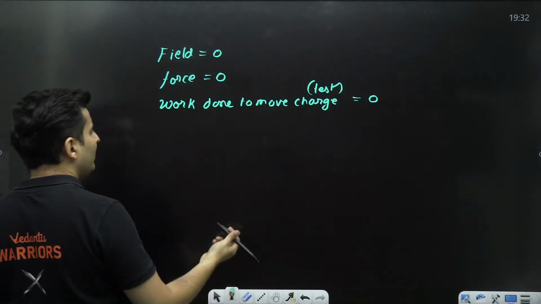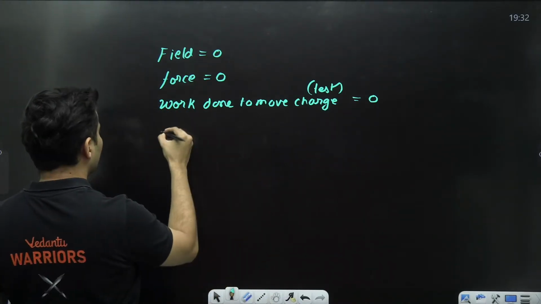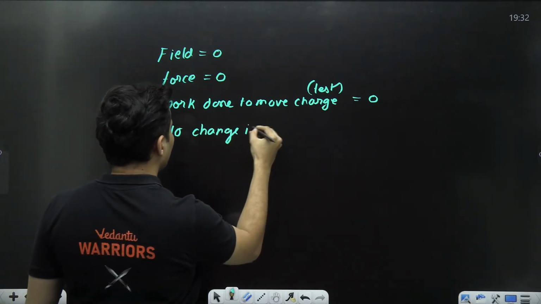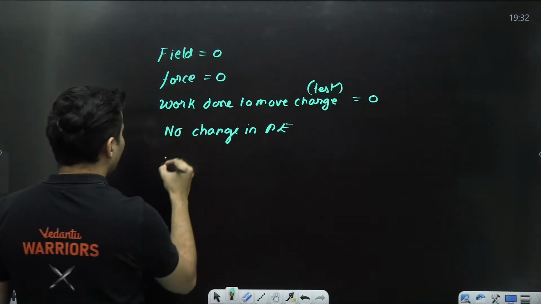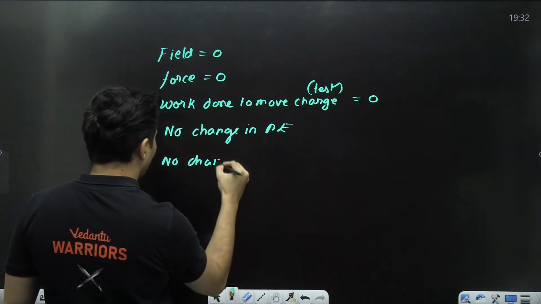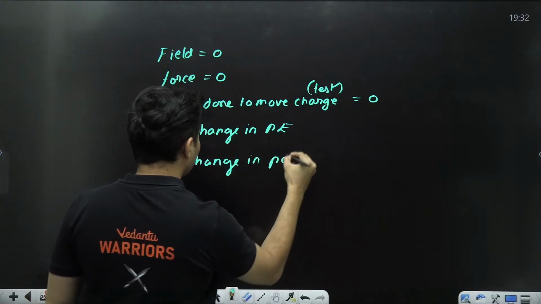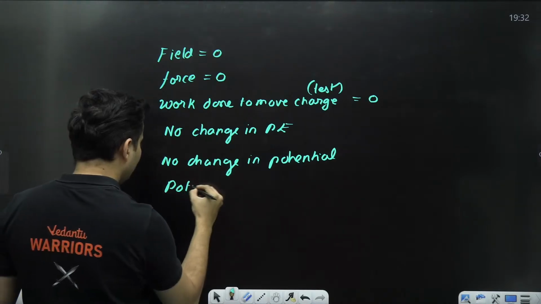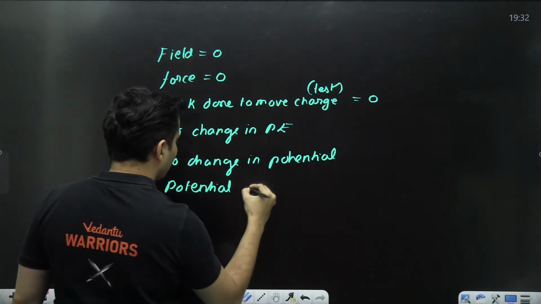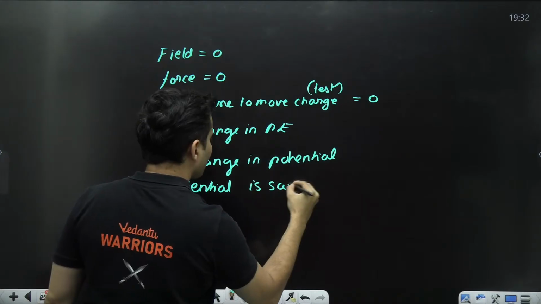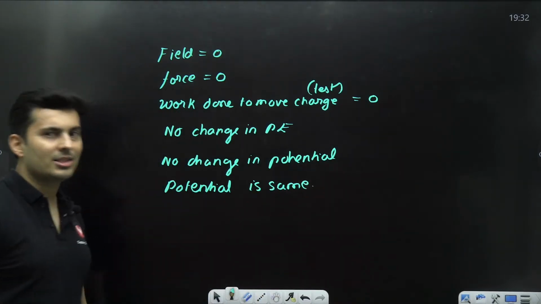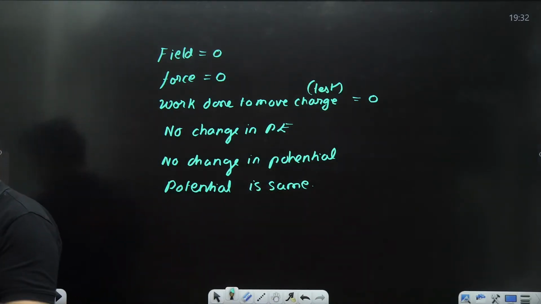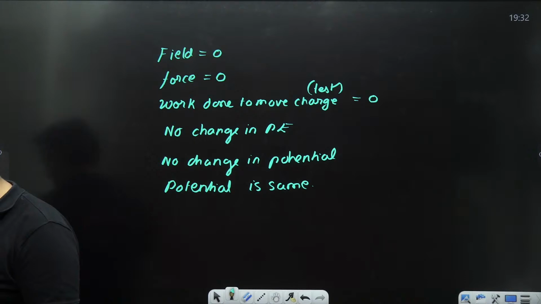No work has to be done. So if no work has to be done to move a charge, that means there is going to be no change in potential energy. That means there will be no change in potential. That means the potential is just going to be the same everywhere inside. Do you guys agree with it?